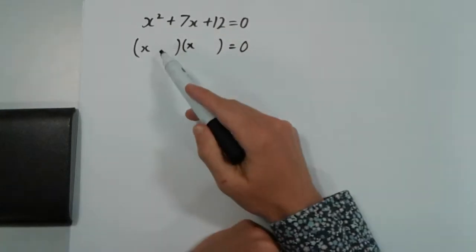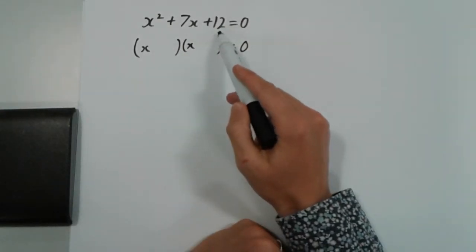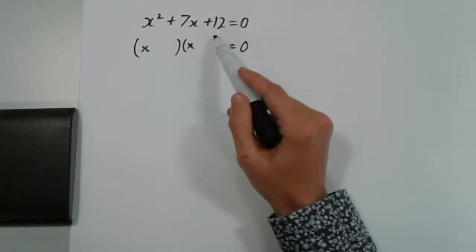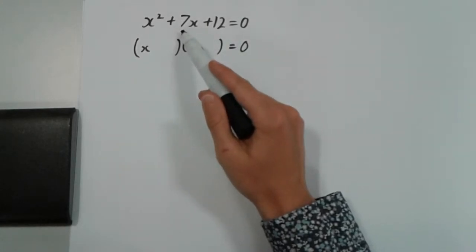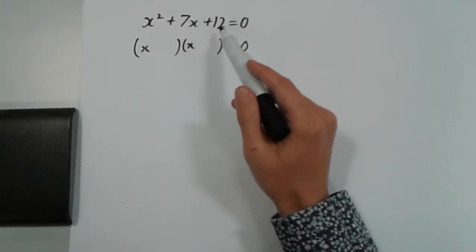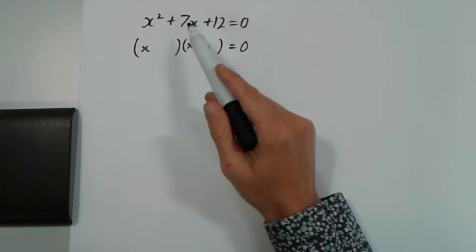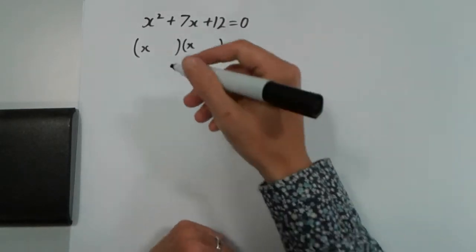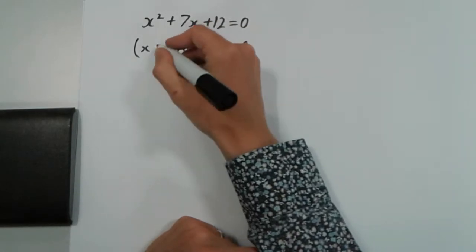In order to do that, we need to think of two numbers which multiply to give 12 and which add to give 7. Thinking through the factors of 12, you've got 12 and 1, doesn't add to give 7. 3 and 4, that does add to give 7, so we're done. We could also check 6 and 2, doesn't add to give 7. There will only be one way of doing this.